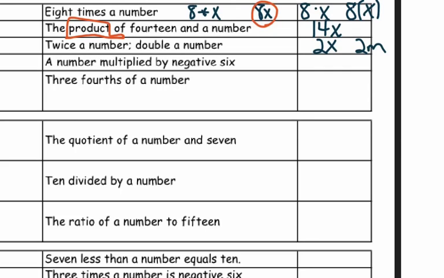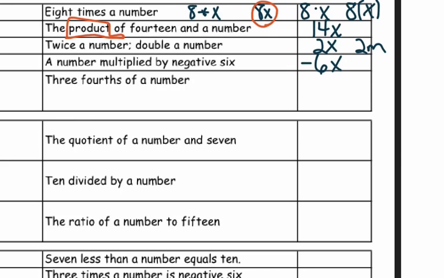And the next one says a number multiplied by -6. It would be -6 times x, and you would write it -6x. So the coefficient always goes before the variable, and if it's being multiplied, you just put them very close together.